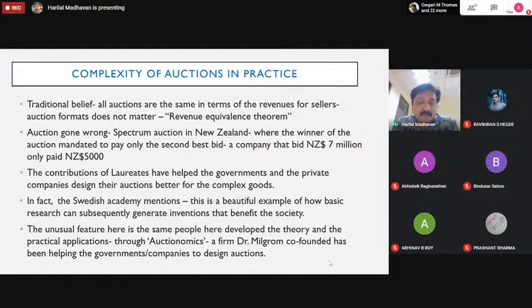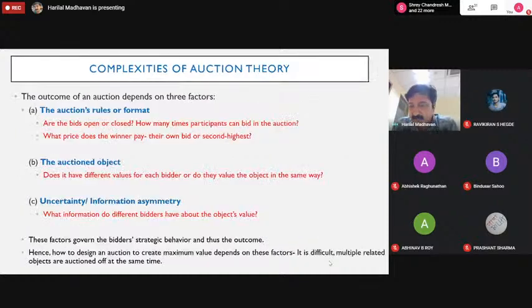So the contributions of this year's laureates have helped governments and private companies to design their auctions better for complex goods. That's the main contribution. In fact, the Swedish Academy mentions this is a beautiful example of how basic research can subsequently generate inventions that benefit society. It's quite interesting to see that one of the Nobel laureates here, Dr. Milgrom, has co-founded a firm called Auctionomics, which helped governments and companies around the world to design auctions. So not only have they talked about it theoretically, but they have practically helped many governments to design these auctions. The Nobel Committee has been referring to their efforts regarding this.